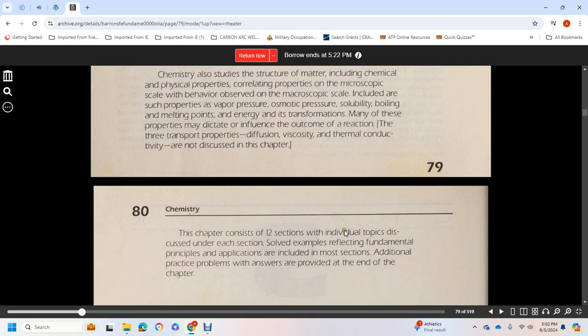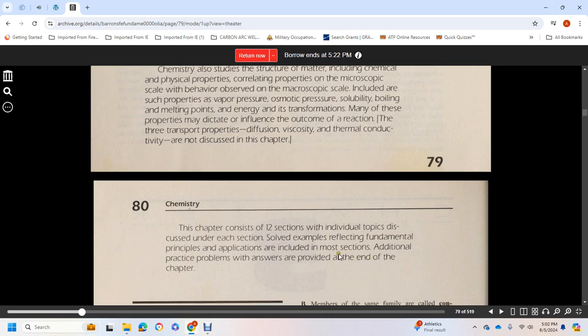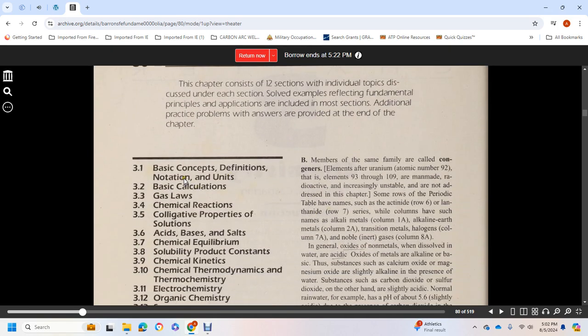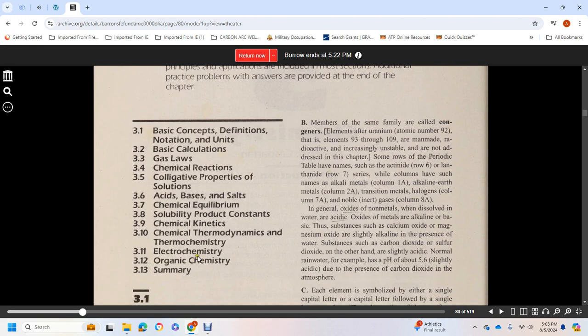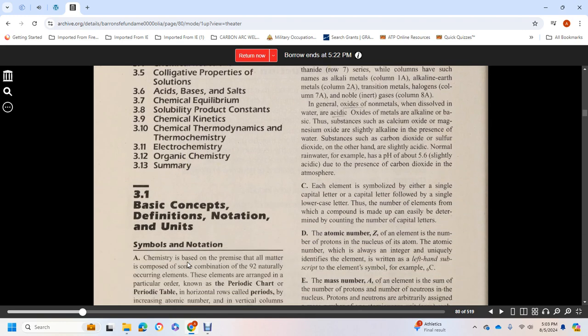This chapter contains 12 sections, with individual topics discussed under each section. Some of the examples reflect fundamental principles. Applications are included among select sections. Additional practice problems are given, where the answers are provided at the end of the chapter. You have basic concepts, definitions, notation, units, basic calculations, gas laws, chemical reactions, colligative properties of solutions, acids, bases, salts, chemical equilibrium, solubility product constants, chemical kinetics, chemical thermodynamics, thermochemistry, electrochemistry, organic chemistry, and summary.